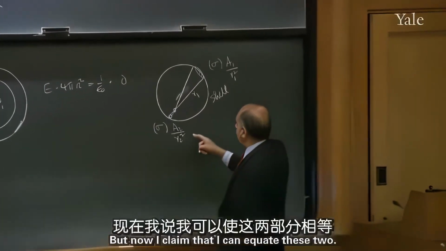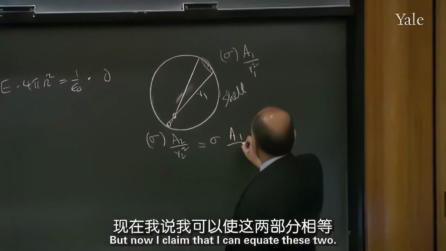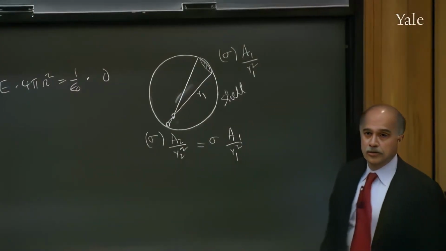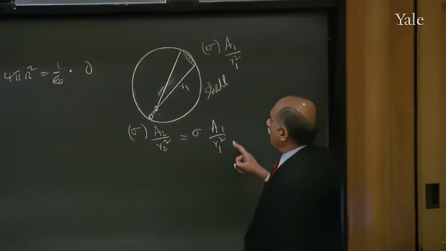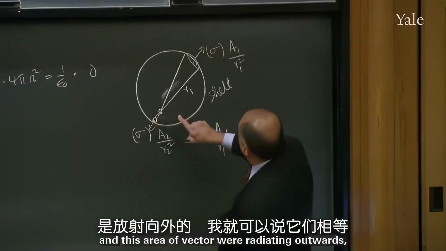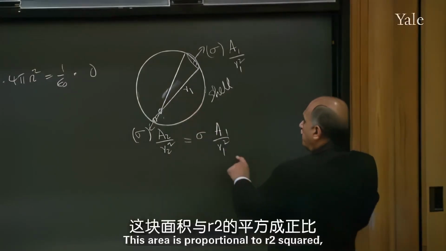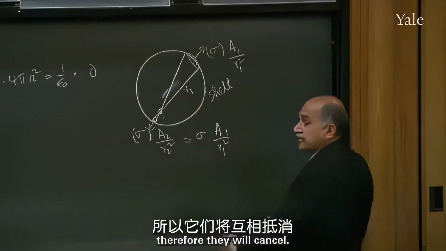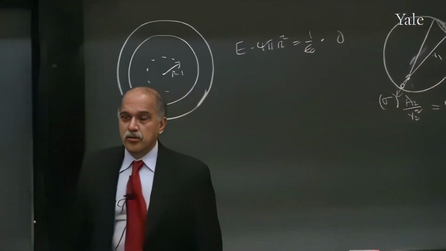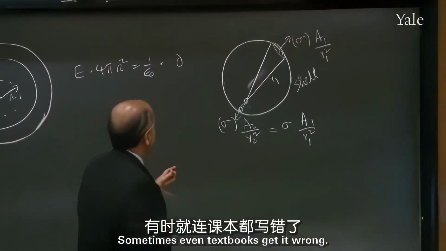But now I claim that I can equate these two. I can equate these two if this area vector and this area vector were radially outwards, and this is actually a true statement. This area is proportional to R1 squared, this area is proportional to R2 squared, therefore they will cancel. But this is a very subtle argument. Sometimes even textbooks get it wrong.